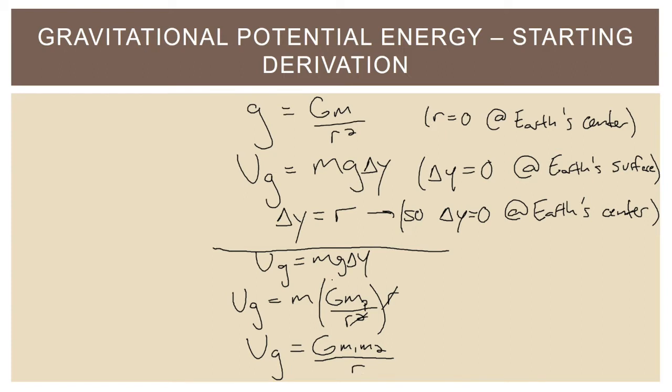This is our starting derivation. That now is an equation for the gravitational potential energy. Now, of course, we're not finished. And so let's put a little asterisk here and mark that as unfinished, because we have a little bit more thinking to do.